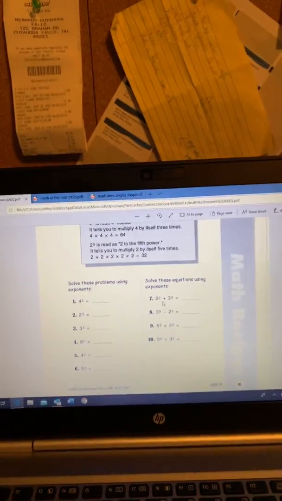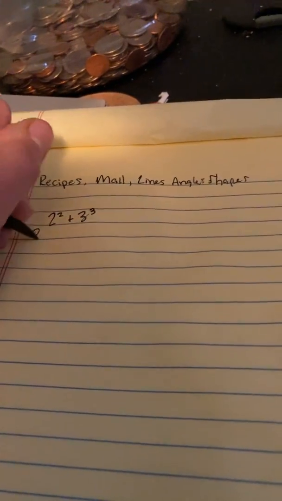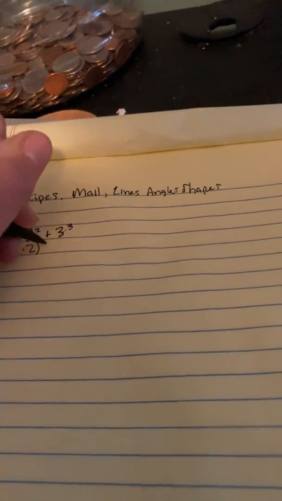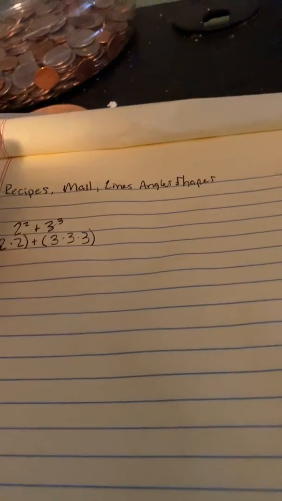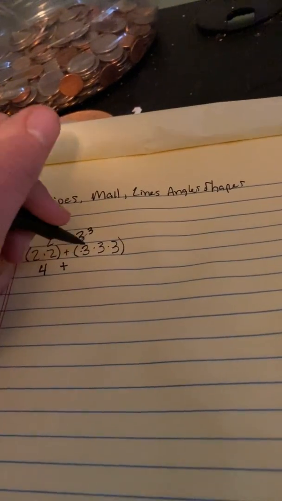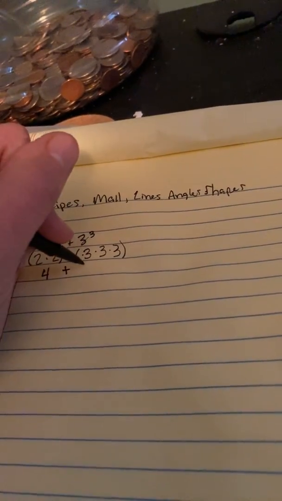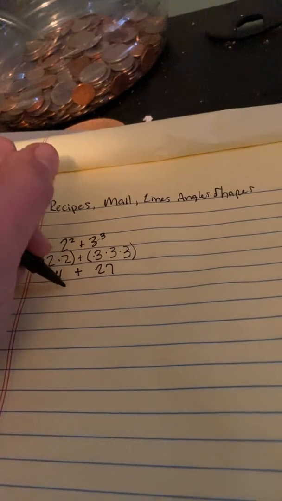Over here on number 7, it's a couple more steps. So it's 2 squared plus 3 cubed, which if you look here, 2 squared is 2 times 2. So you're going to do that plus 3 cubed, which is 3 times 3 times 3. So 2 times 2 is 4, so that would be 4 plus 3 times 3 is 9, times 3 is 27. So we do 27 plus 4, which is 31. So your answer to number 7 is going to be 31.